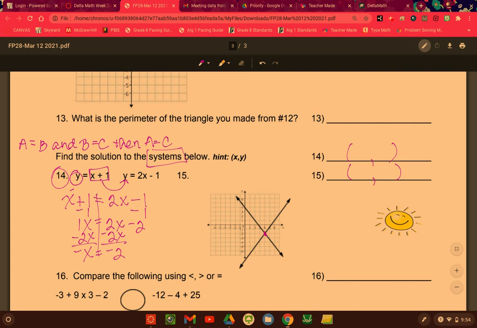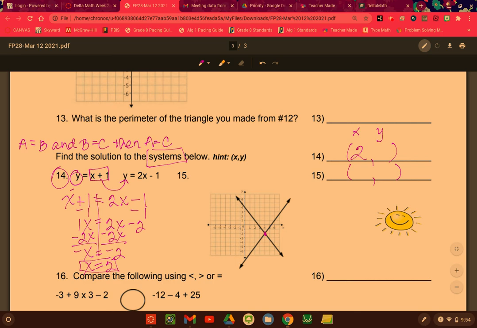So another way to say that is the opposite of x, or negative 1 times x, is equal to negative 2. So what's the opposite of x? Is x. And the opposite of negative 2 is 2. So we get x equals 2. Now, once you have that, you have half of the answer, the x value, right? Because you have an x and then you have a y. So if I know the x value that makes both of those true, I need to then plug that in and get the y value.